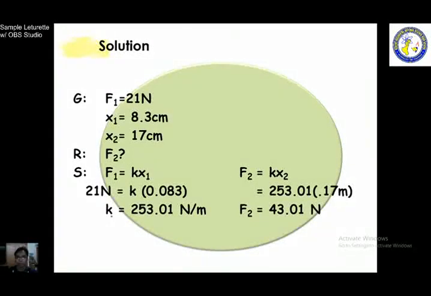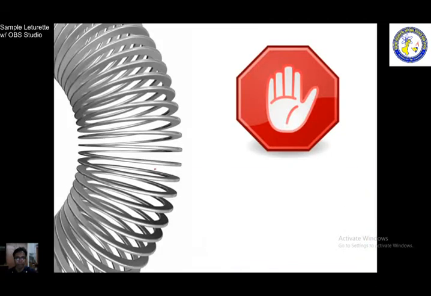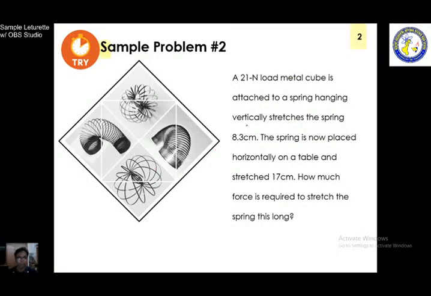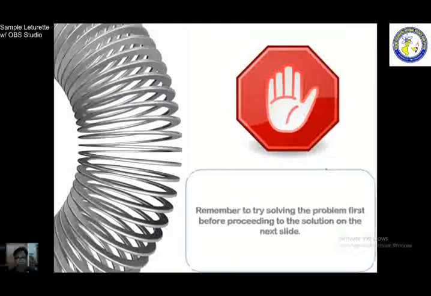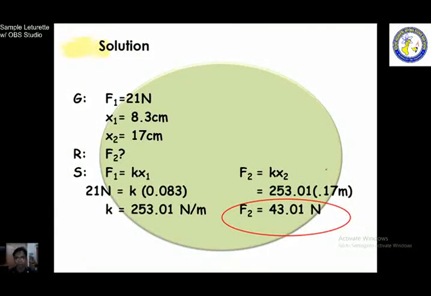So solution. Given again: F1 equals 21 newtons, then the initial displacement x1, which is 8.3 centimeters, and the final displacement, which is 17 centimeters. So what is being required? That is your F2 or the final force. Remember that the spring began in a vertical position. Then it was placed horizontally. So you start with the vertical position.